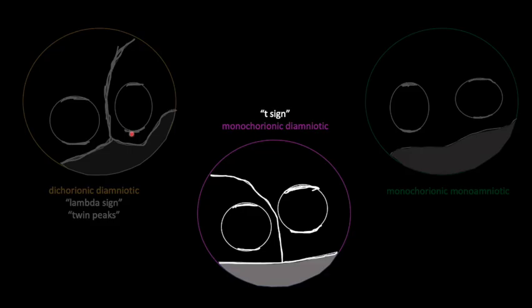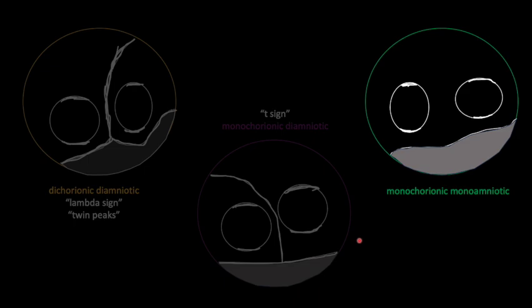Compared to that, we have the T sign, which represents monochorionic diamniotic twins. So these twins are sharing the same placental origin. However, they only have one membrane in between them and two separate gestational sacs. So in this case, while there's one chorionic membrane surrounding the fetuses, there's a separate amniotic membrane that divides them. So instead of getting a nice lambda or a peaked interface with the placenta, we see what we call the T sign, where it's much flatter. And we'll show you an example of this on the next slide.